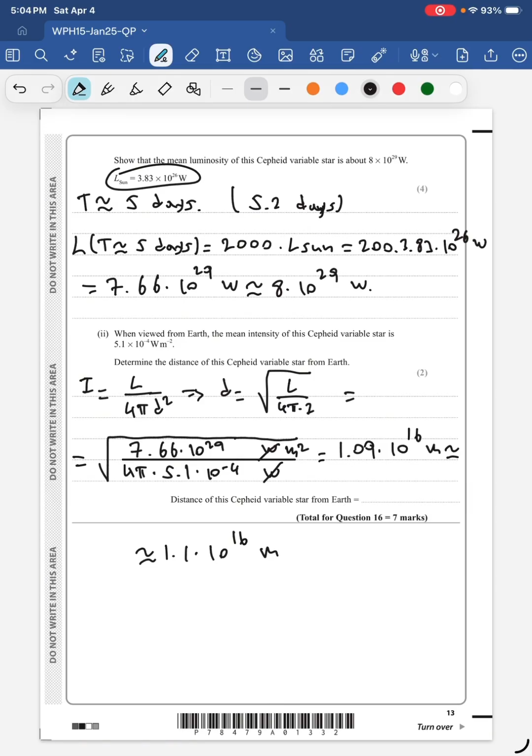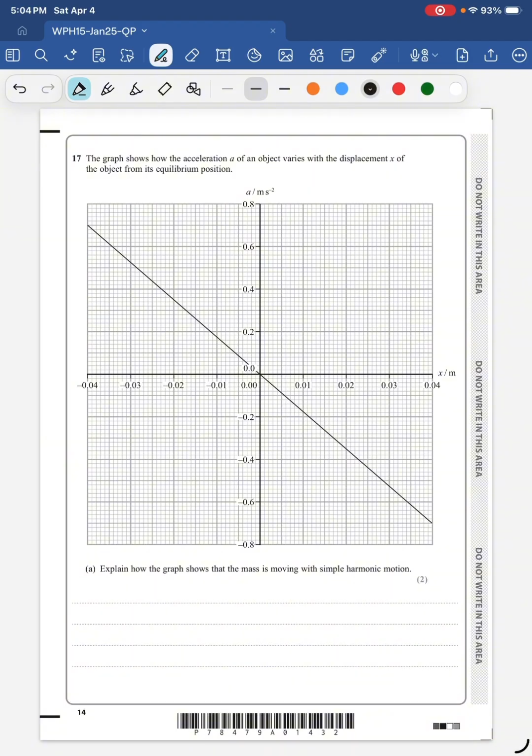So anyway, question 17. The graph shows how the acceleration a of an object varies with the displacement x of the object from its equilibrium position. Question A, explain how the graph shows that the mass is moving with simple harmonic motion.